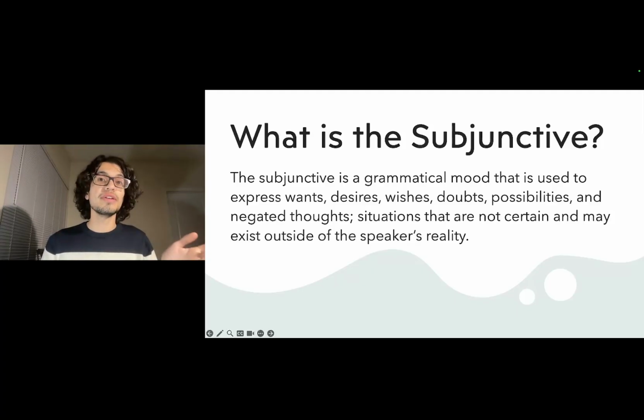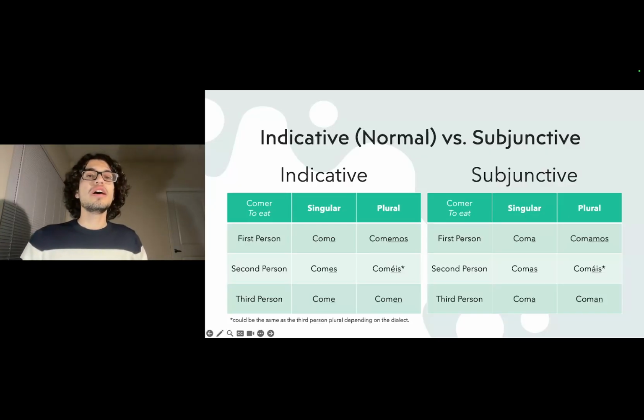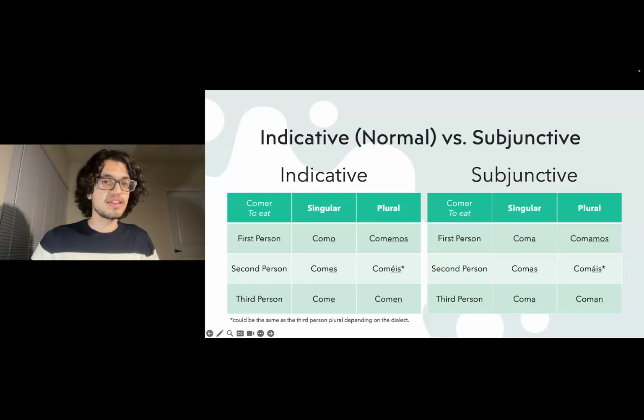And I'm going to compare it to our normal present tense, our indicative tense, the one that everyone learns when they start in Spanish class. I pulled these conjugations straight from an article by Luis F. Dominguez. We are going to be conjugating the word comer, which means to eat.